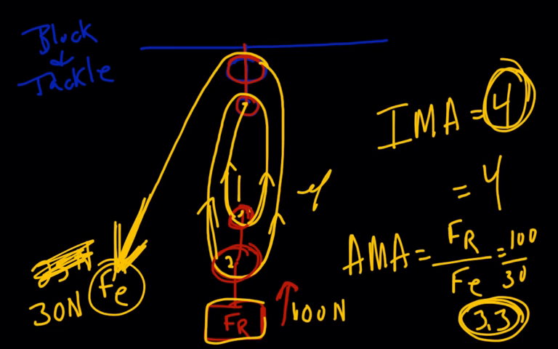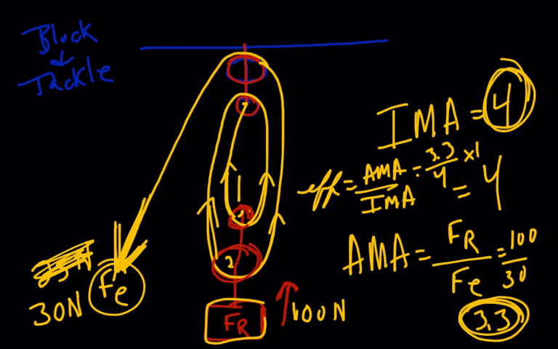Of course, the efficiency, remember, is the AMA over the IMA. So it'd be like 3.3 divided by 4, times 100, would be like 83%. So it's not 100% efficient. It'd be 83% efficient if I was pulling down here with 30 newtons.